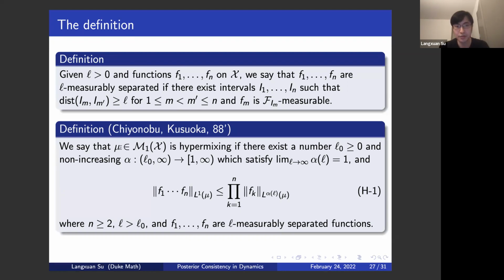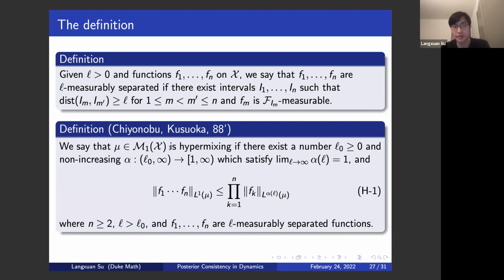So a measure mu on the path space is called hypermixing if there exists some alpha, which measures the mixing constant, such that alpha(L) goes to 1 as L goes to infinity, then the product of any functions f1 to fn which are measurably separated, so they are supported on different, disjoint segments of the time interval, or more precisely on I1 up to In, which are distance L apart. So basically, they don't see each other.